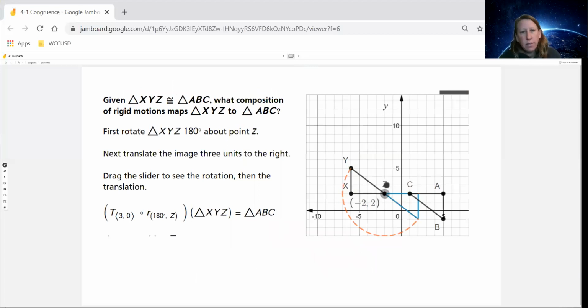You can see here it's a little nicer, and you can see the rotation of 180 degrees around point Z. And then to get the blue one onto the triangle, you would just slide it over 3.